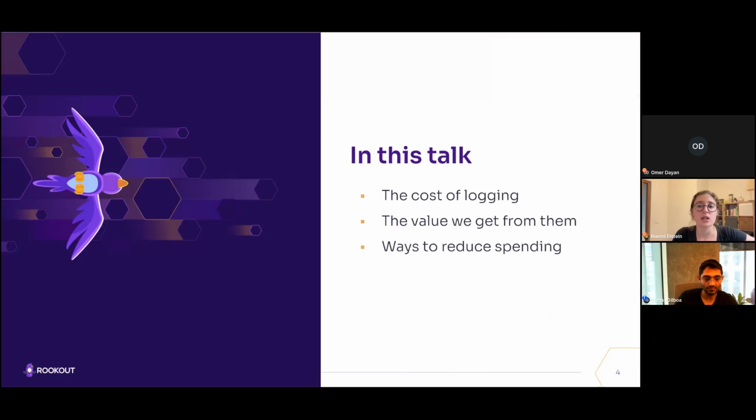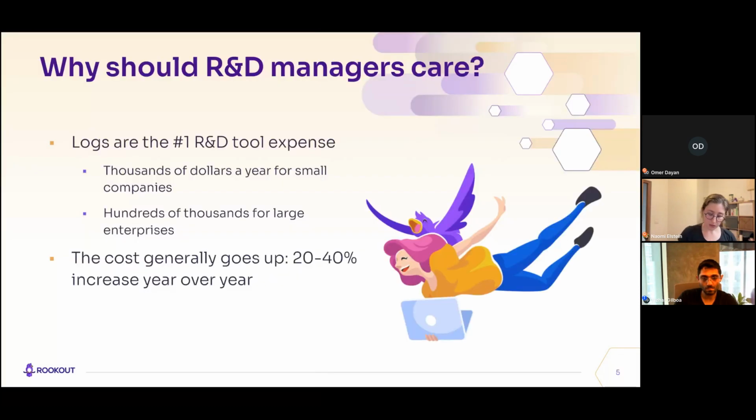So in this talk, we're going to talk about the cost of logging, how much it's actually costing us and why it is a big deal, the value that we're getting from those logs, and how to reduce that spending. So first of all, why should we care as R&D managers? Logs are the number one expense in the realm of R&D tools for almost every company. Small companies are spending in the thousands of dollars every year. Larger corporations can spend hundreds of thousands of dollars a year on logs. In today's market, we feel it especially hard right now. Everyone's looking for ways to cut back on expenses, and logs are a great place to start.